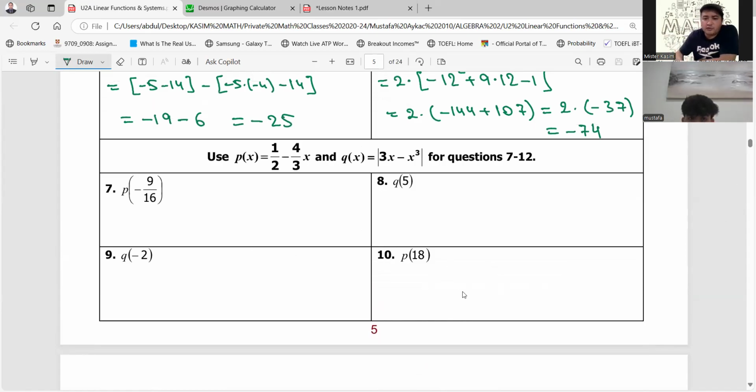Okay, 4 questions. Now use p of x that's equal to 1 over 2 minus 4 over 3 times x. That's also a linear function. And here we have an absolute value function. Okay, so P, you have to do this question in P if possible. 1 over 2 minus 4 over 3 times x. Instead of x, I'm going to write here negative 9 over 16.